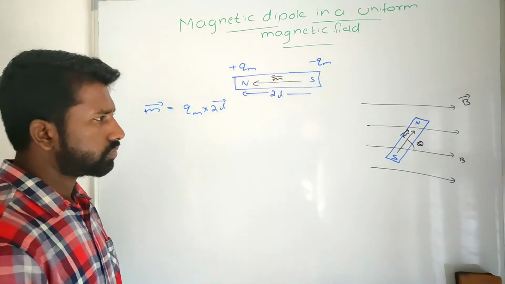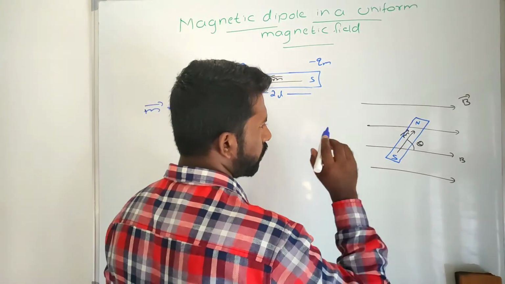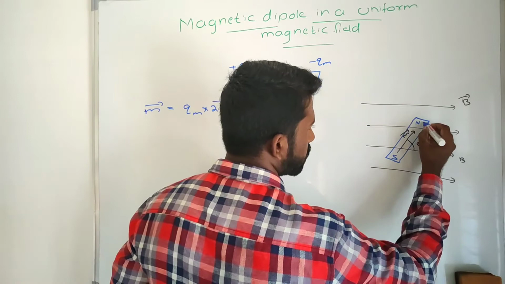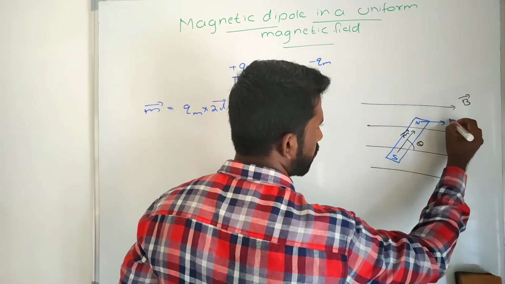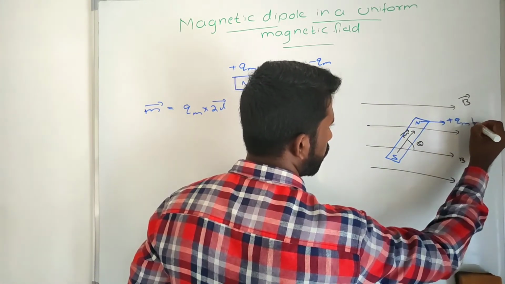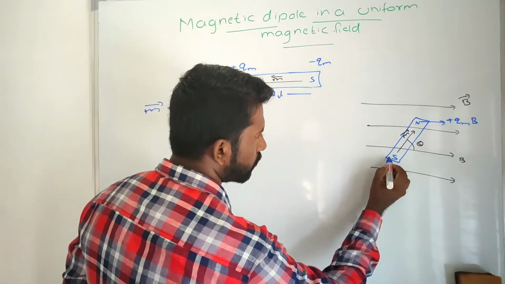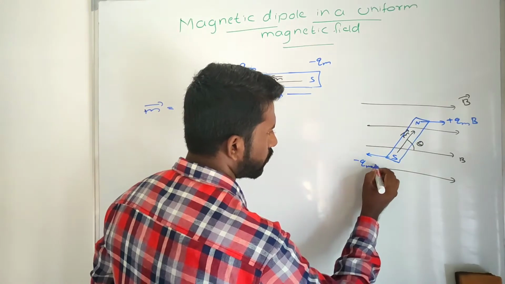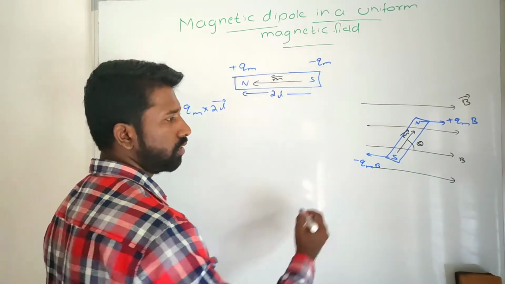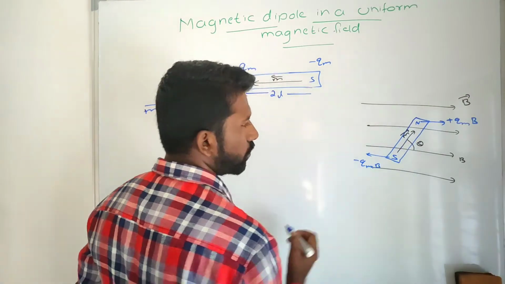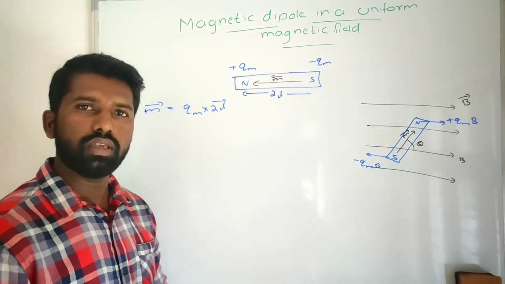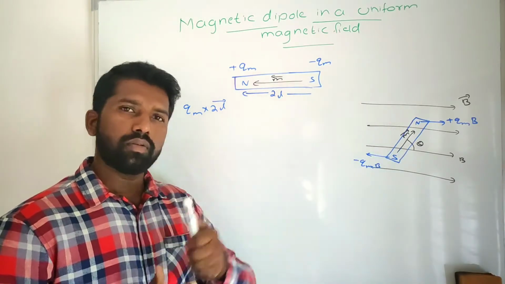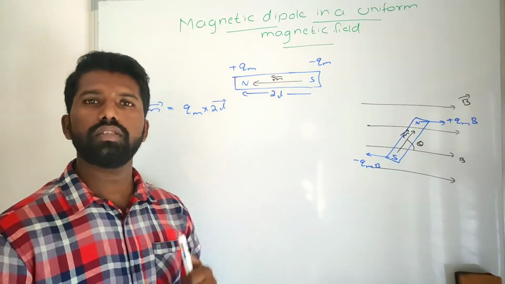Now you see what will happen to this dipole. The north pole exerts a force in this direction, that is plus Qm into B, and the south pole exerts a force in this direction, that is minus Qm into B. These two forces are similar to the force exerted on a positive charge placed in an electric field.